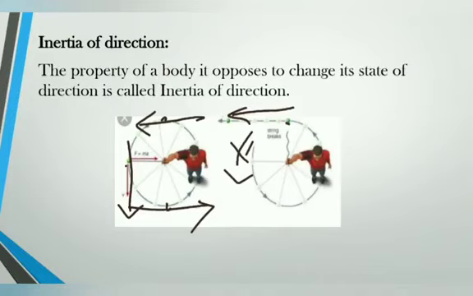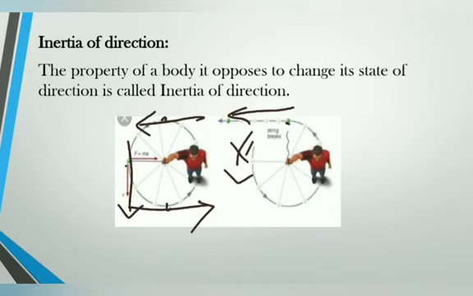So as we know, any object which is moving in a circular path, in circular motion, changes its direction at each and every point. So if we are forcefully rotating the stone, it will be in a state of change in direction. If we once leave the stone from that point, it will go straight.